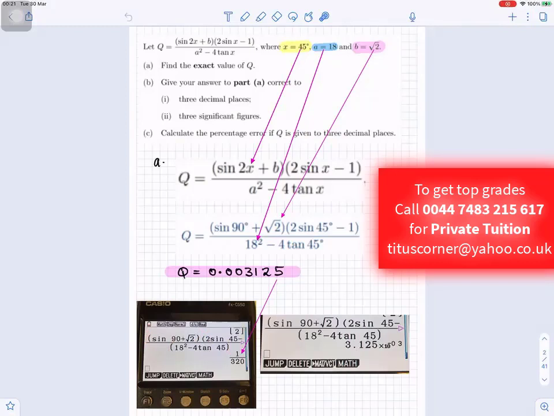And that will give you 1 over 320. And for 1 over 320, you will press FD, and it will change it to 3.125 times 10 to the minus 3, which you can write like that. So that's the standard form here, and you can write it as an ordinary number like that.